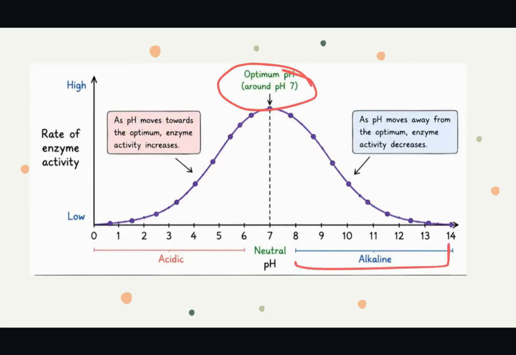So if it's too alkaline, the enzyme activity decreases. Why? Because the active site denatures. And similarly, if the pH is too low, if it's too acidic, then also my rate of enzyme activity decreases. And you see, it starts to decrease. So that is all for this lecture, and that literally wraps up our entire chapter.